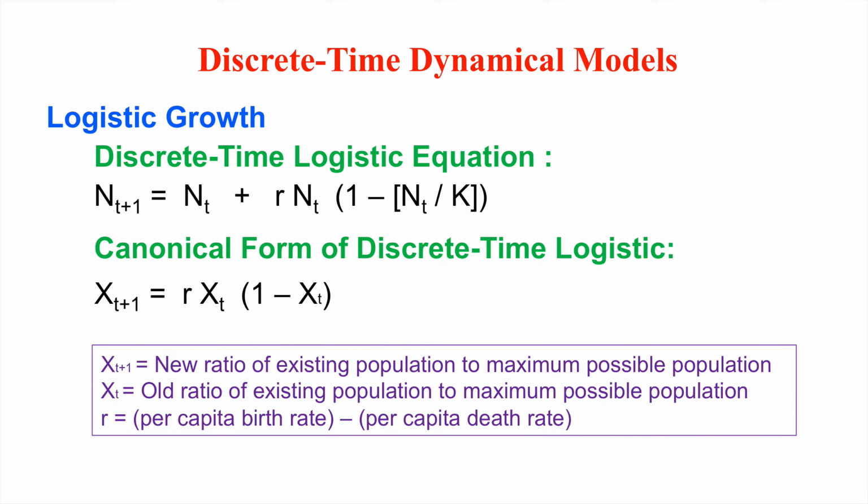So in this canonical form, we now have x_t+1, which is the new ratio of the existing population to the maximum possible population. We have r again, which is still the per capita birth rate minus the per capita death rate. And then we have x_t, which is the old ratio of existing population to maximum population. So in effect, the x terms here incorporate both K, the carrying capacity, and the respective n terms from the initial equation. Now, as I mentioned before, the dynamics yielded by this relationship depend on the value of r.